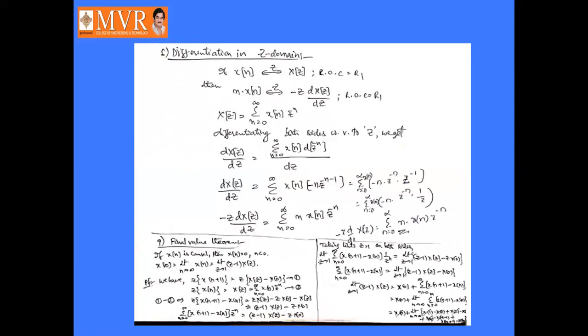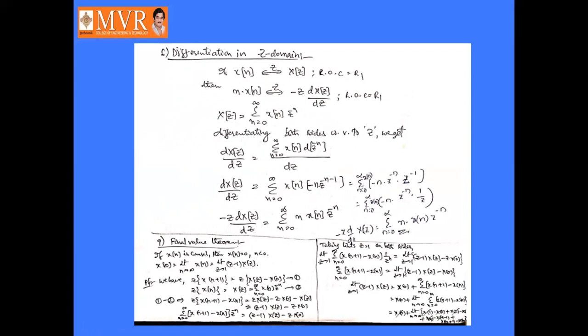Then differentiation in Z domain. The Z transform of x of n is x of z, that is ROC is R1. Then the Z transform of n into x of n will become minus z into d by dz of x of z. Here ROC is R1.